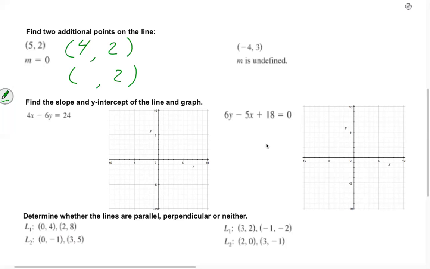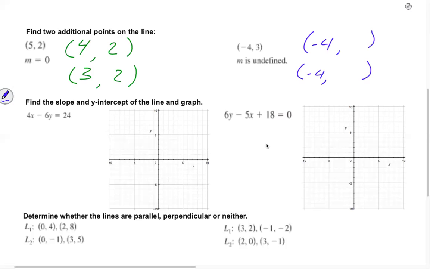Justin, can you give me another point? 3, 32. Those are both on it. Wait, how's 32 on it? Because they both end in 2. Now, if it's undefined, it's a vertical line, meaning the x value is the same. So x is -4.